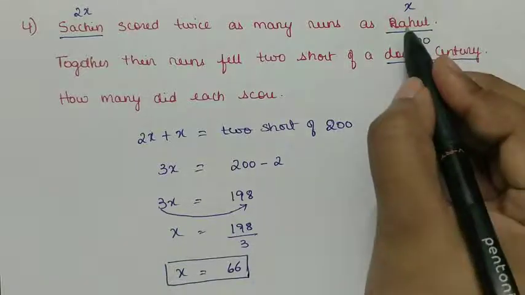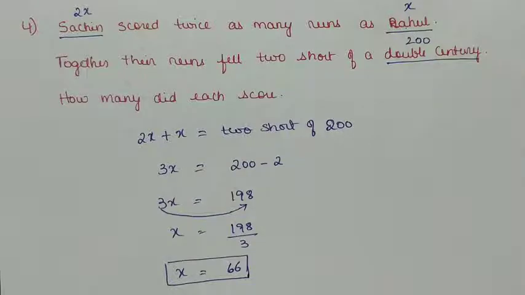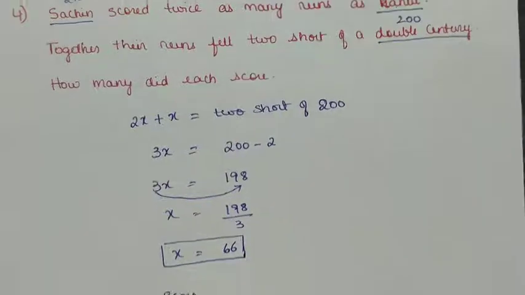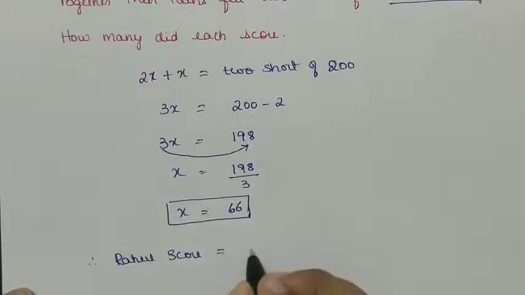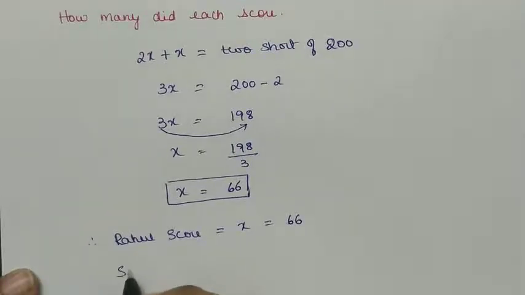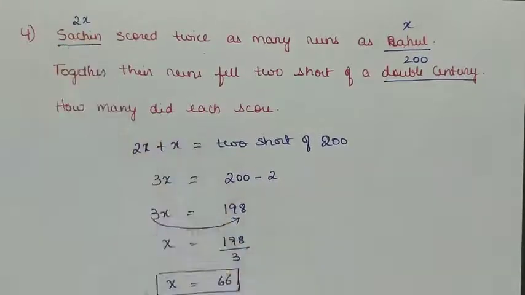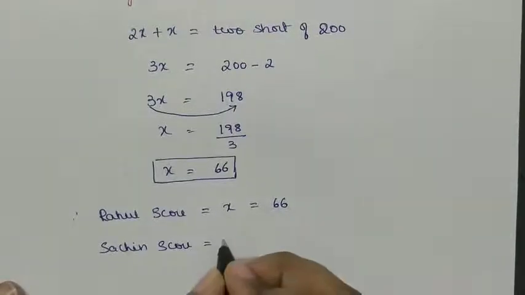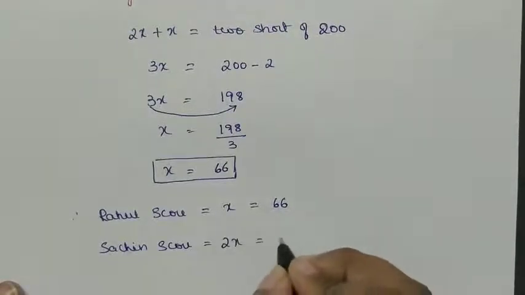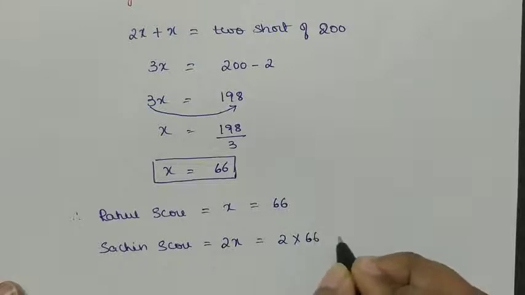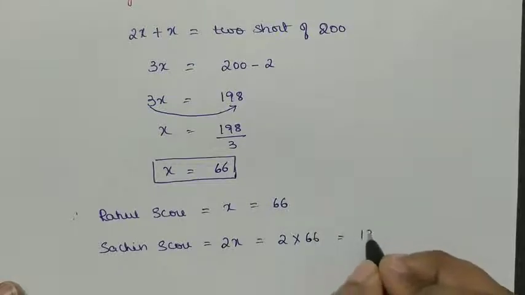X means Rahul's score. Therefore, Rahul's score is equal to x equal to 66. Sachin's score is equal to 2x. 2x is equal to 2 into 66 is equal to 132.